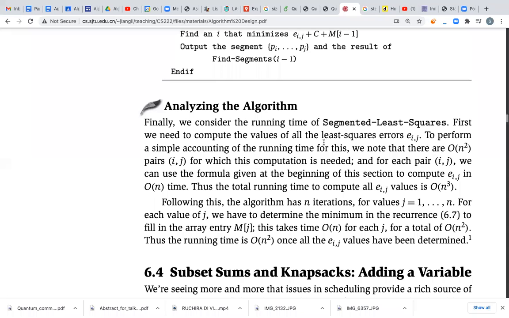Okay, I can see what the confusion is here, because the last line is a bit unclear. This takes order n for each j, for a total of order n square. We have to determine the minimum difference of two fields. So here what they are saying is that you can compute the minimum for each j in order n steps.